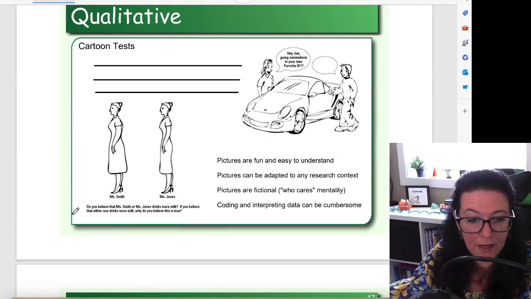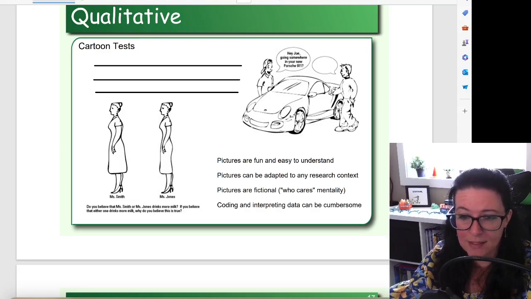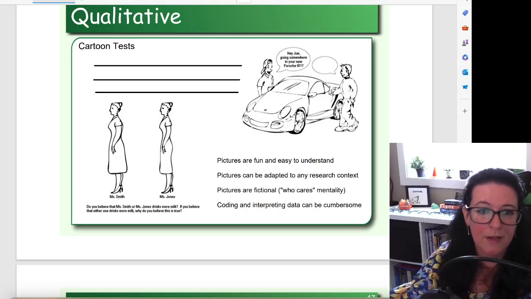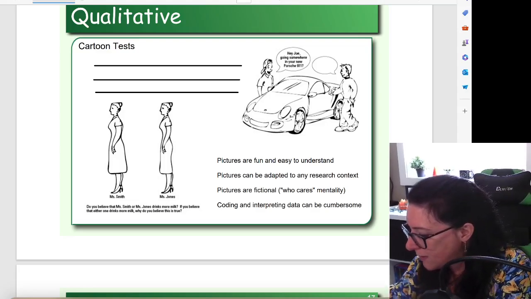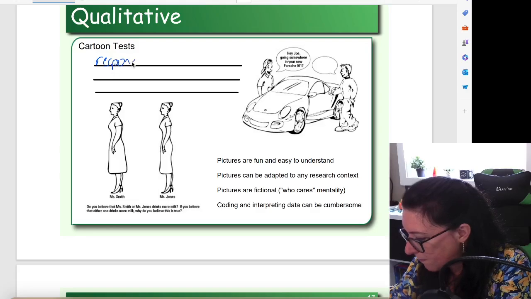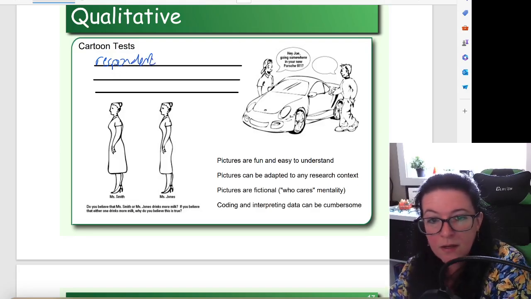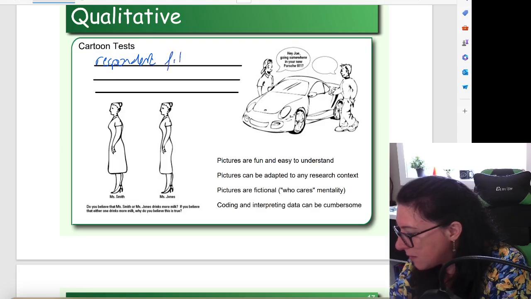The next one here is a cartoon test. So this is a projective test in which the respondent fills in the dialogue boxes.